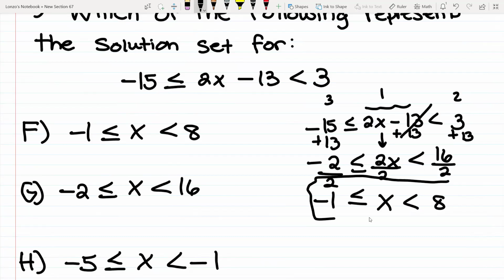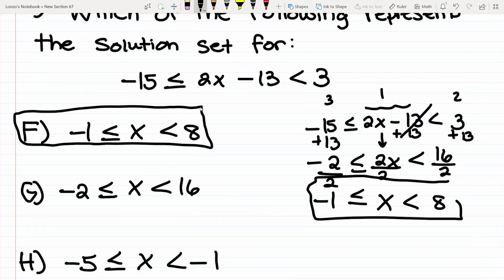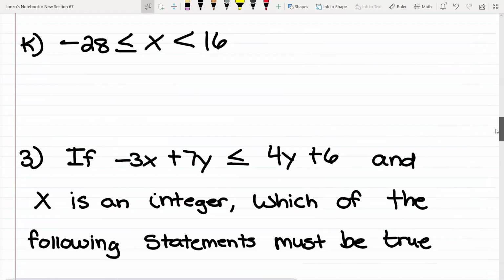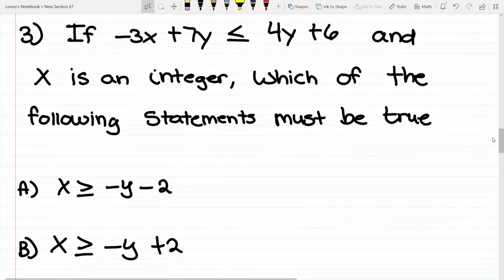So here's our answer. And which one of these are similar? Yes, that's correct. Letter F is the one. Okay, let's move on to question three.